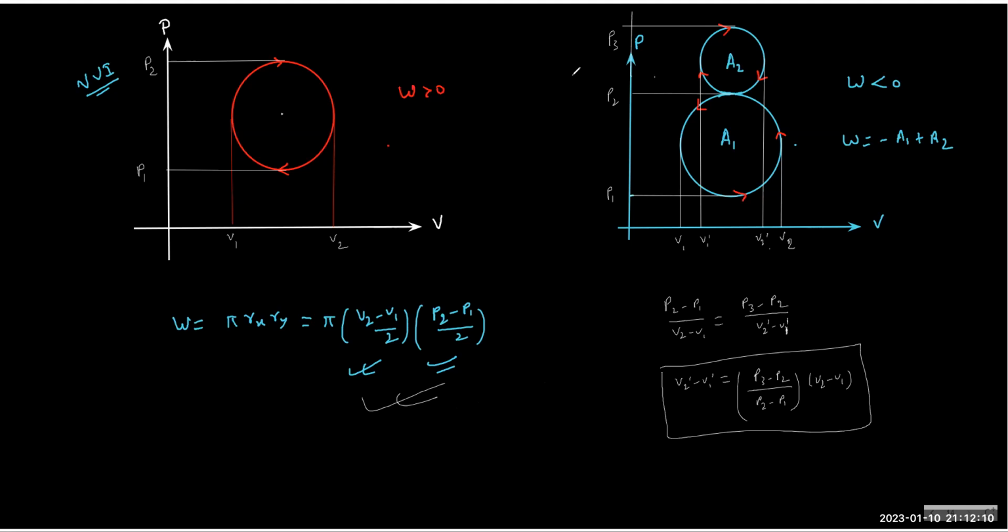Okay. So the formula remains the same. It is pi into Rx Ry. Is this clear? Yes, sir. All right. So I have to stop the lecture here only. And yes, so what if it's a straight line?